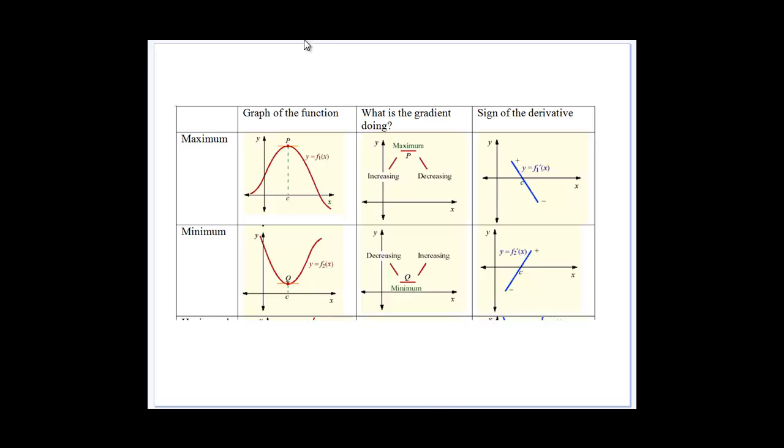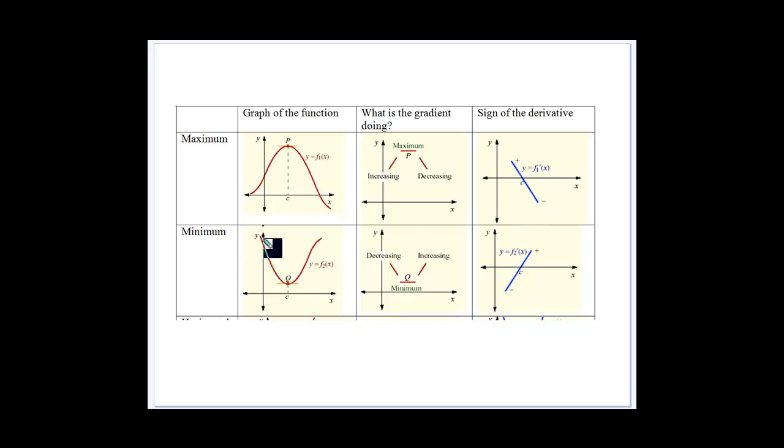So looking at what the graphs there would look like. For a maximum turning point, the curve rises and then it falls. So here it increases, gets to a point where it's stationary and the gradient's 0, and then it gets a negative gradient. So our graph at that point would look like that. So turning point there, positive before, negative after.